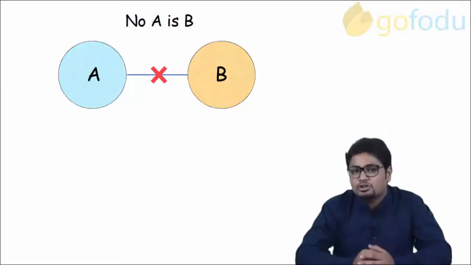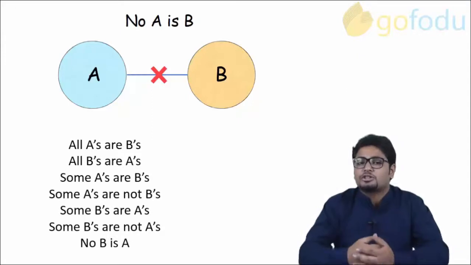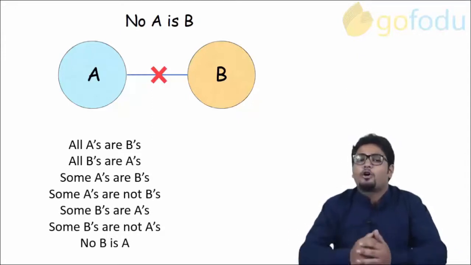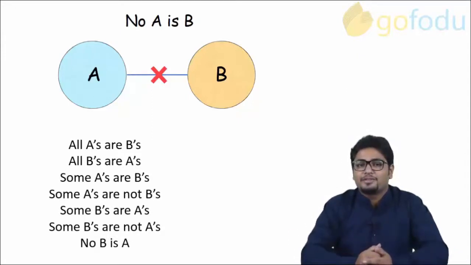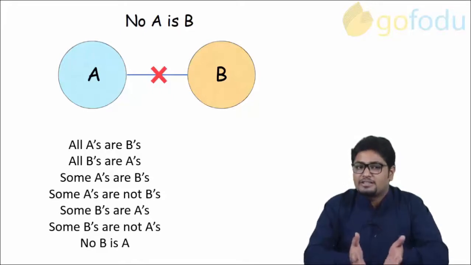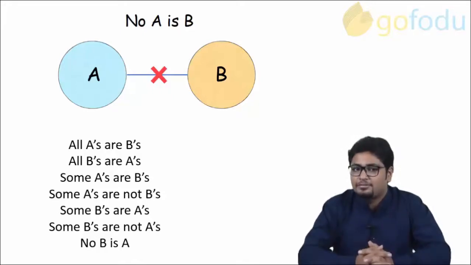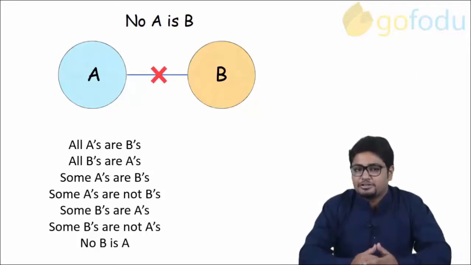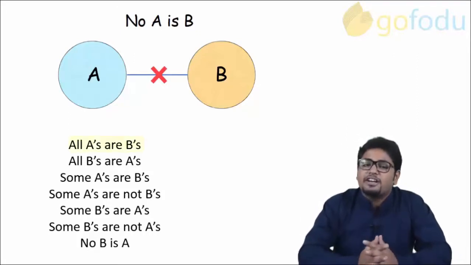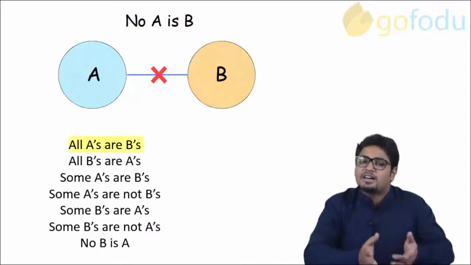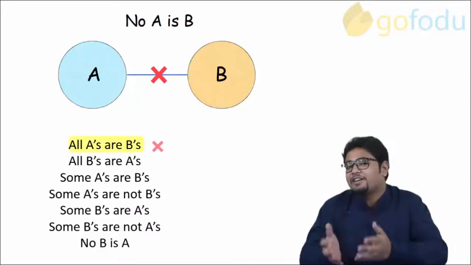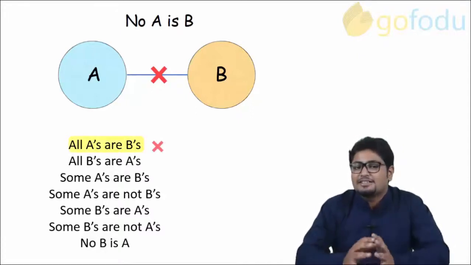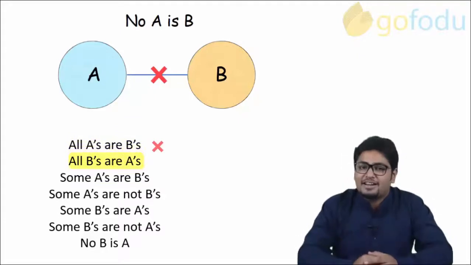For this premise also, let's check all the possible conclusions that may follow. There are no possibilities as we have only one diagram. Either the statement will be definitely true or definitely false. The first statement is all A's are B's, which is definitely false. Same goes for all B's are A's as well.